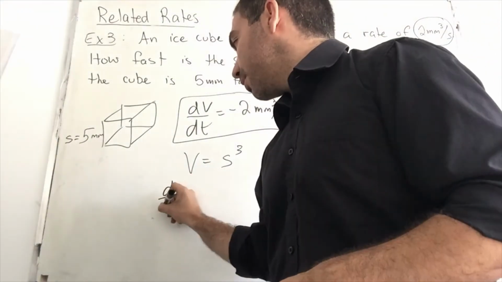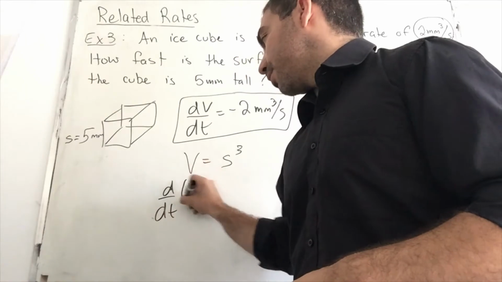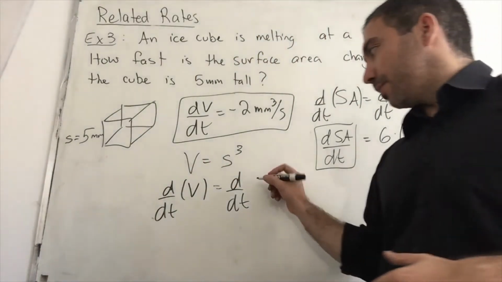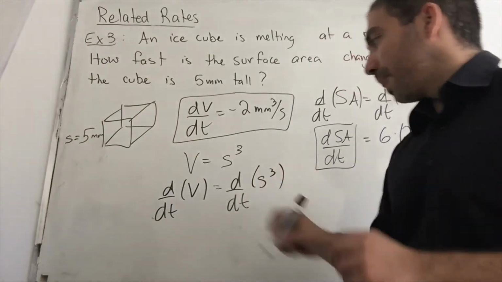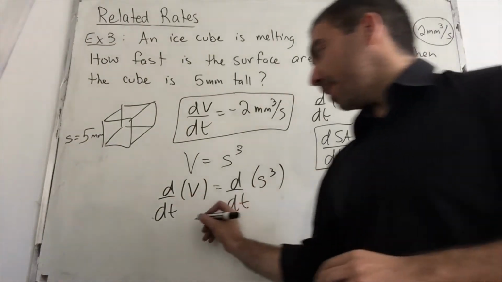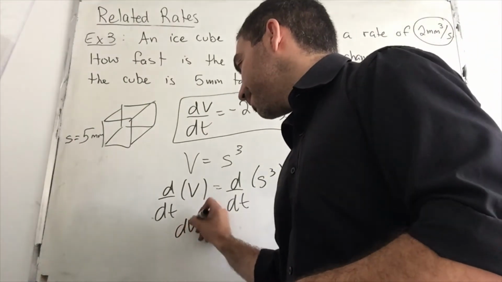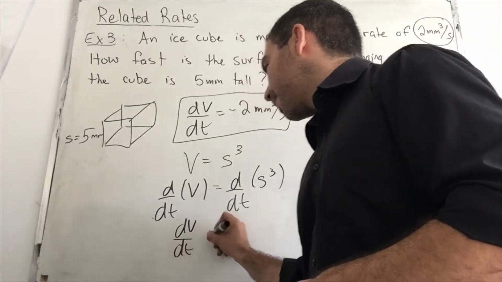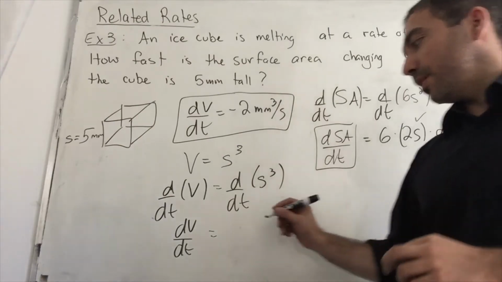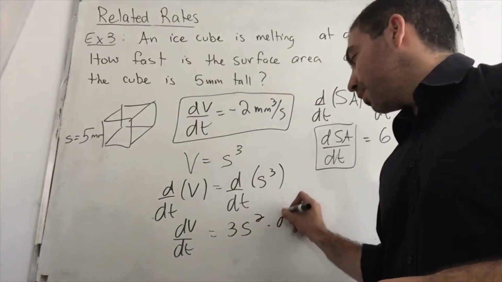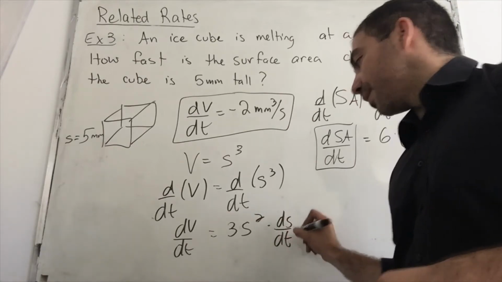So d with respect to t, obviously, because it's related rates, we always take the derivative with respect to t for related rates, of s cubed. And the derivative of V just stays the same. The derivative of V is 1 times dV/dt. And the derivative of s cubed is 3s squared times the derivative of s with respect to time.